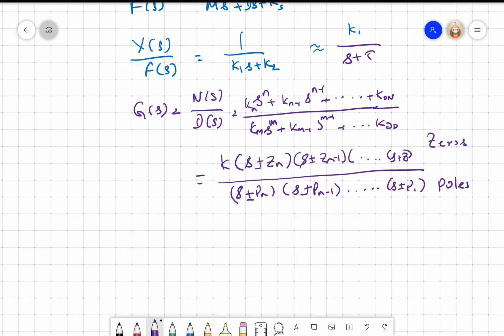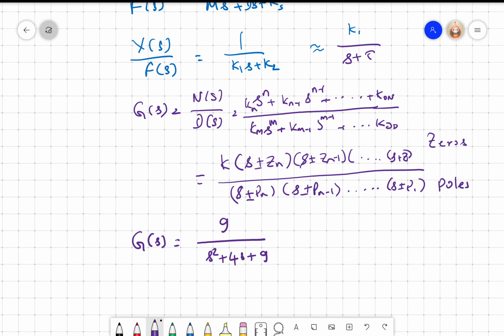Okay. Once I have the transfer function, I can get anything. Let's take an example. Let me say I have g of s is 9 divided by s square plus 4s plus 9, right? So now I have the transducer which has this transfer function.